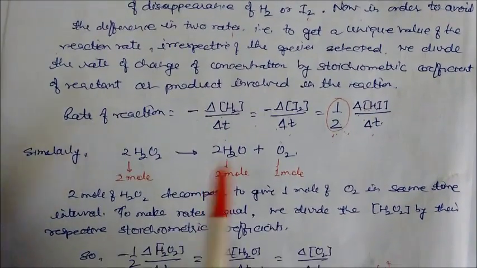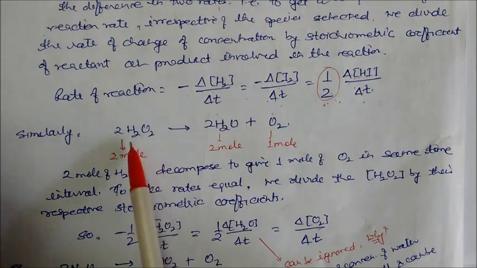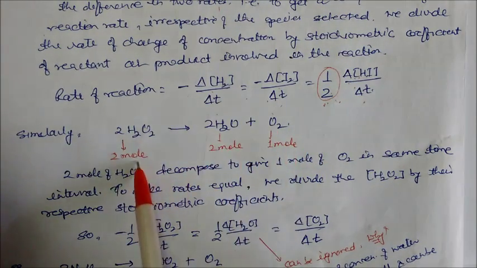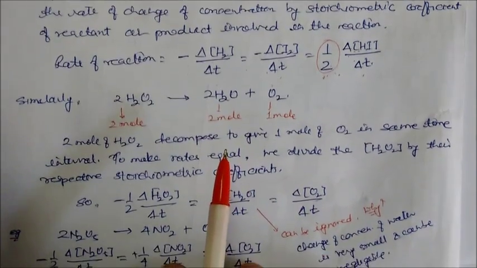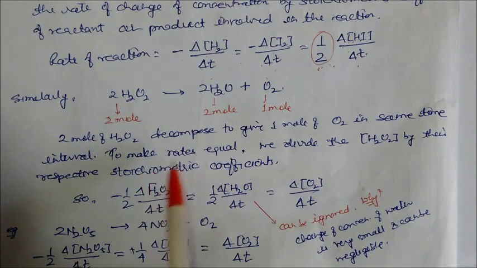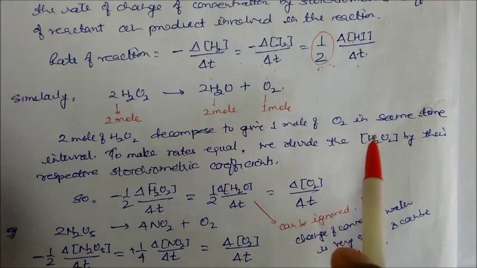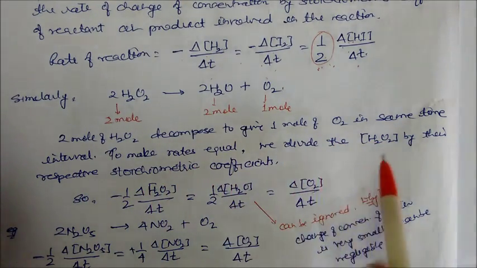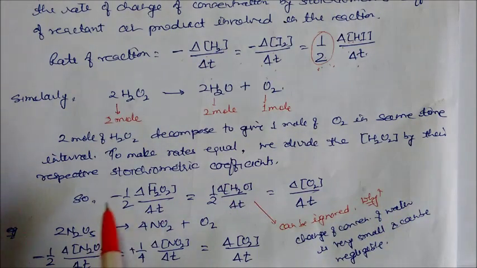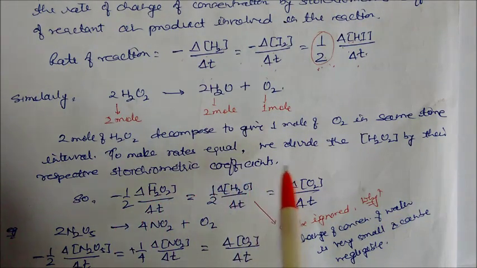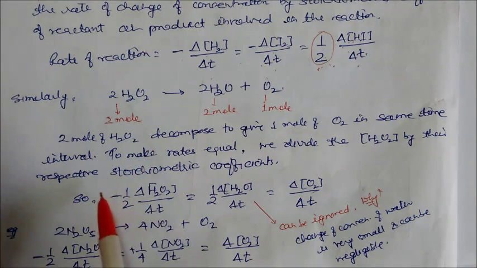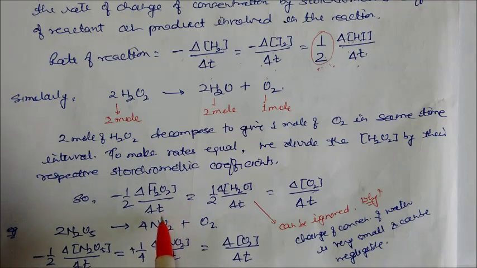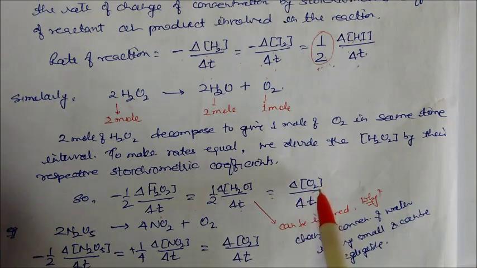Similarly, we can write the decomposition of hydrogen peroxide, 2H2O2, which gives water plus oxygen. So 2 moles give 1 mole. In terms of average rate, 2 moles of H2O2 decompose to give 1 mole of oxygen in the same time interval. To make the rates equal, we divide by their respective stoichiometric coefficients. How? See here, this will be minus 1 by 2 of the change in concentration of H2O2 by change in t, equal to 1 by 2 of the change in concentration of water by delta t, and this is equal to the change in concentration of oxygen by delta t.